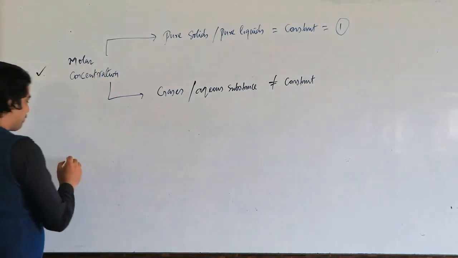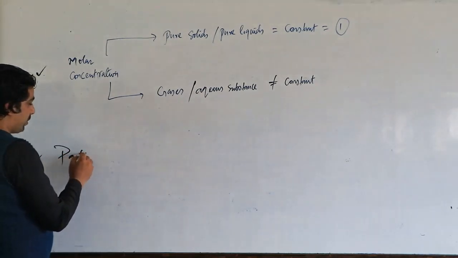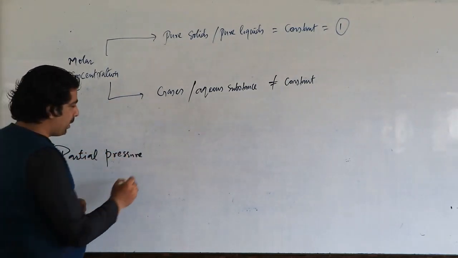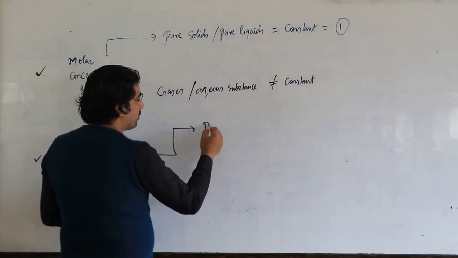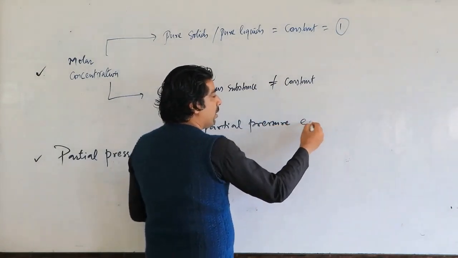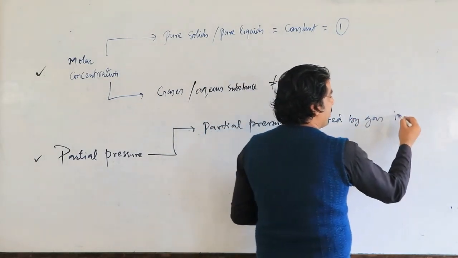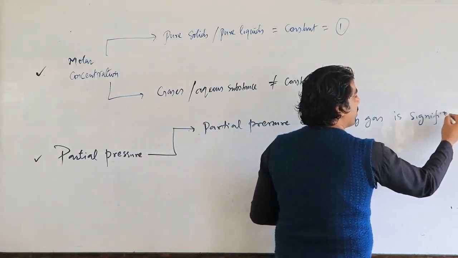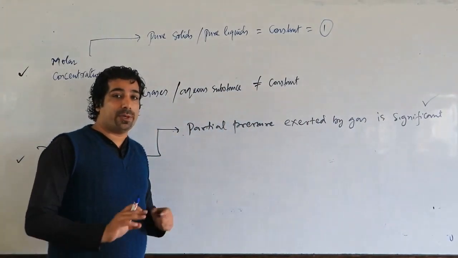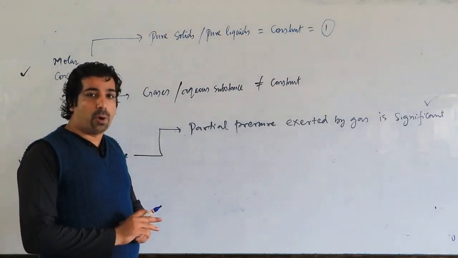And the second factor is about the pressure. If you look at partial pressure, have a look here. Partial pressure exerted by gas is significant. Significant means important. It has a greater value. Gases will exert very, very high pressure. So I will write down: partial pressure exerted by gases is significant, important.